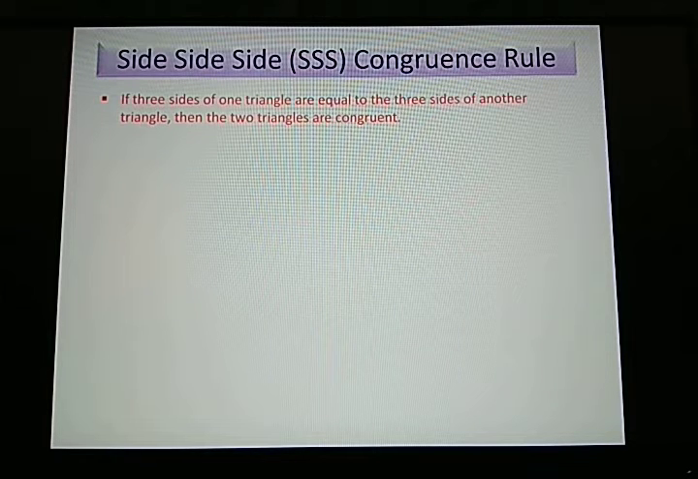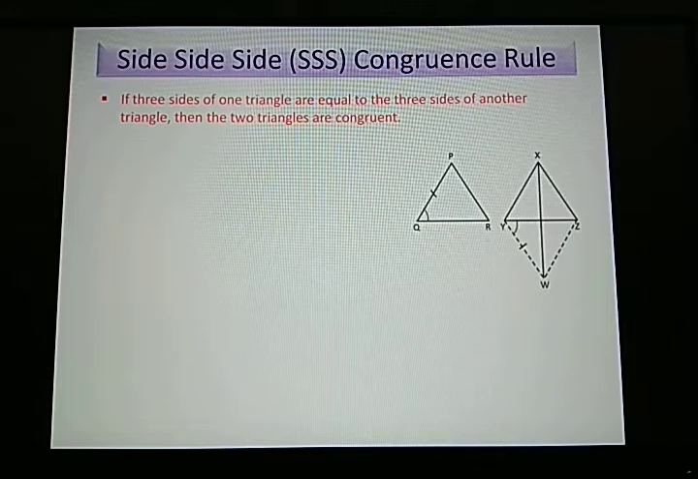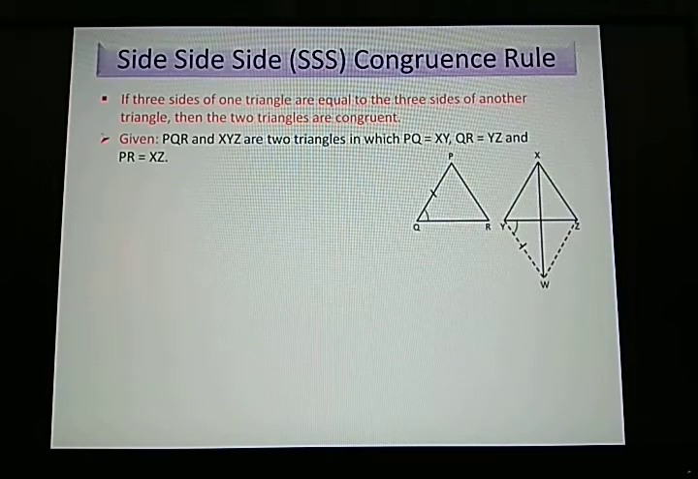So let us see how to prove it. Let us take two triangles, triangle PQR and triangle XYZ, such that PQ is equal to XY, QR is equal to YZ, and PR is equal to XZ. So all three sides are equal. We will consider it. Next, what we need to prove here is that triangle PQR is congruent to triangle XYZ. So this is what we need to prove.